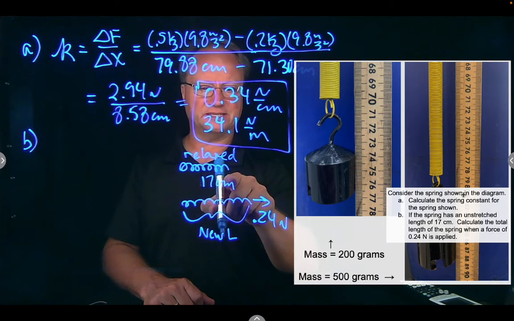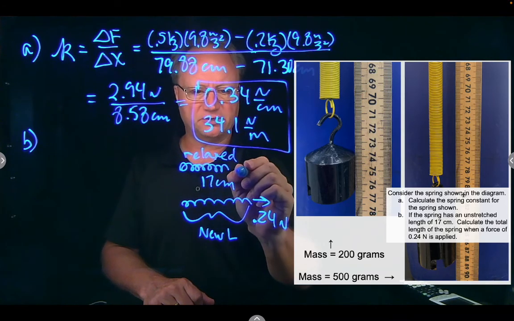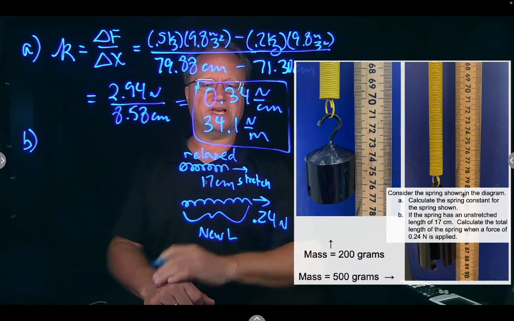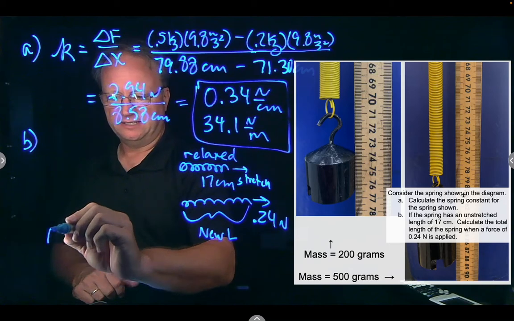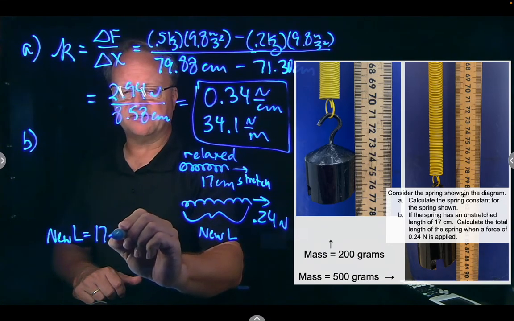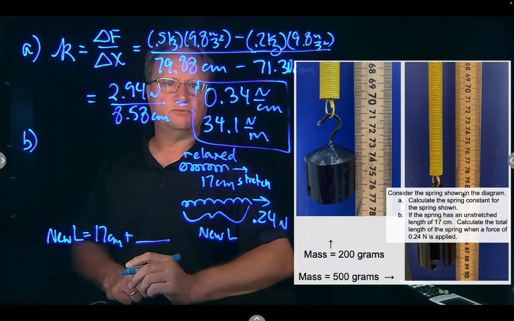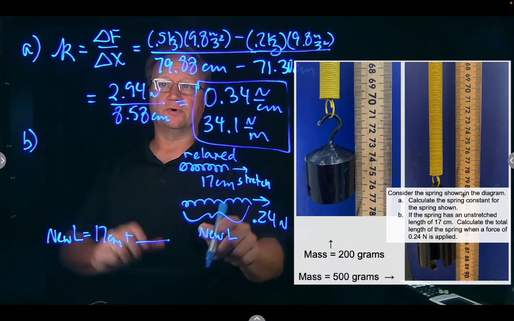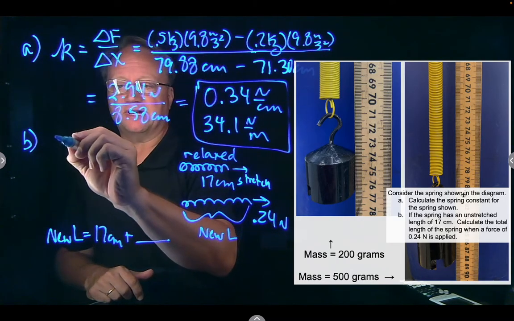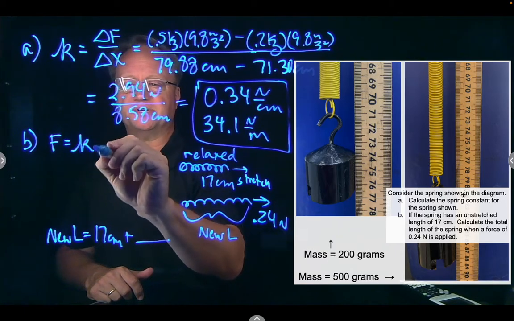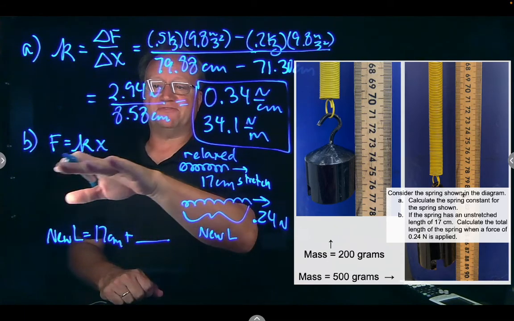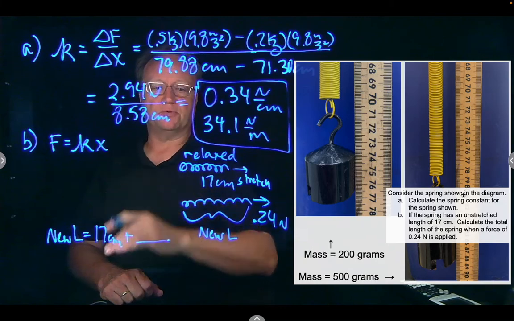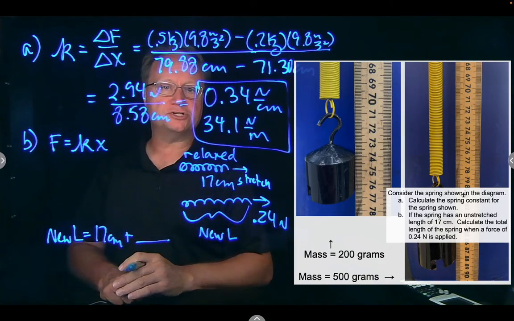Well, the new length is going to at least include the 17 centimeters, but then there is some additional stretch there, and that's what we have to calculate. So then new length is going to be 17 centimeters plus what we calculate. Now, to be able to calculate the distance that 0.24 newtons stretches, we're going to use the same idea of an equation, but we're going to write it out in y equals mx plus b form, what's called Hooke's law. So F equals kx. K we just calculated up here, and x is what we want to calculate. F we know it's 0.24 newtons.